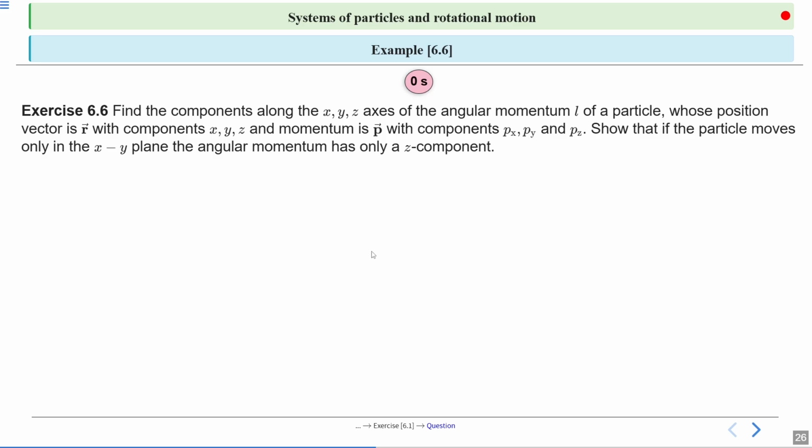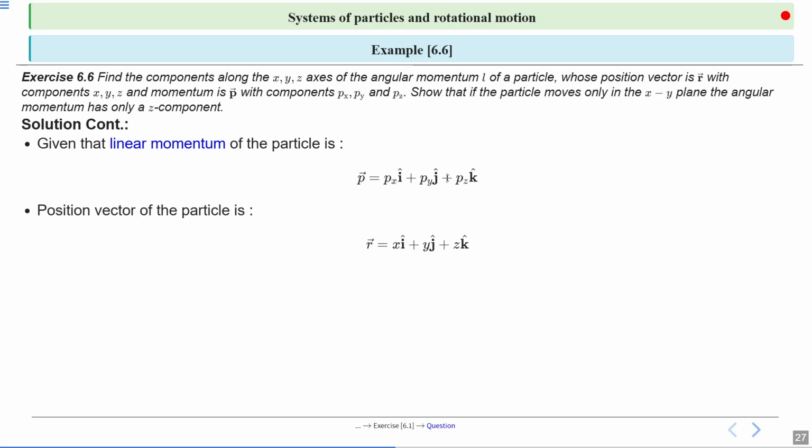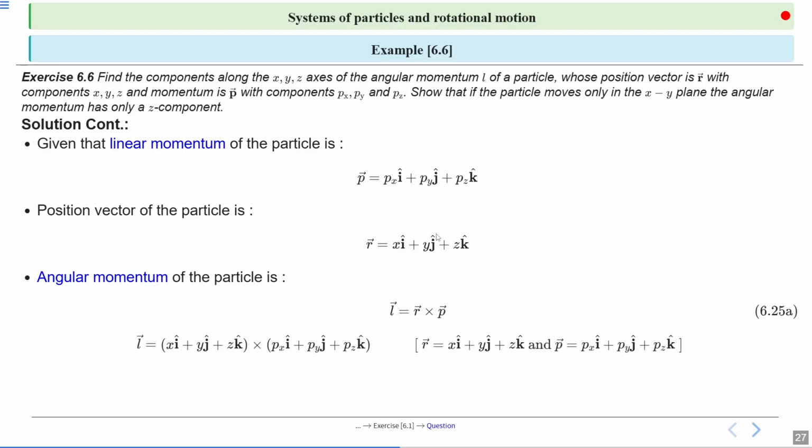Let's see the solution of this question. So given that the linear momentum of the particle, that is p is equal to px i cap plus py j cap plus pz k cap, and the position vector of the particle r vector is equal to x i cap plus y j cap plus z k cap. So we know the formula of the angular momentum, that is L is equal to r cross p, and we know the value of r and we know the value of p. So take the cross product and you will get the angular momentum of the particle. So just put the value L is equal to x i cap plus y j cap plus z k cap cross px i cap plus py j cap plus pz k cap. So taking the cross product of r cross p, you will get the L.